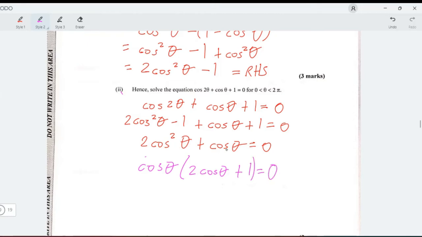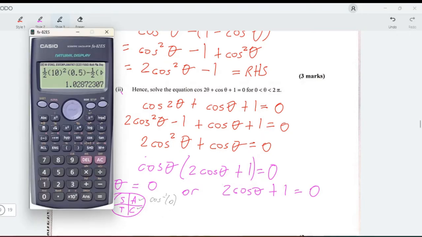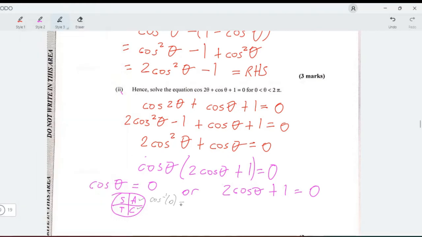So, once we factor out cos theta, we realize that it's either cos theta equals 0, or 2 cos theta plus 1 equals 0. If cos theta is equal to 0, you draw your circle, and then you need your two answers. All Schools Teach Crab, so you need the answers in the first and the fourth quadrant by taking cos inverse of 0, and you get your pi by 2.